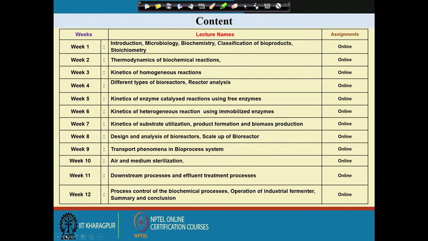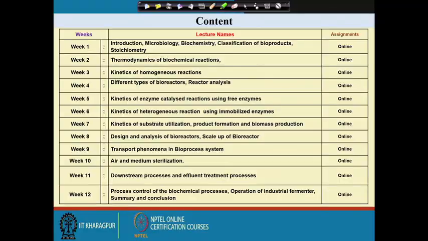Now let me give you the details of the course content. Initially we talk about, as I told you, microbiology, biochemistry, and classification of the bioproducts, because as far as bioproducts are concerned, we have different types. We have low value products, medium value products, and high value products.